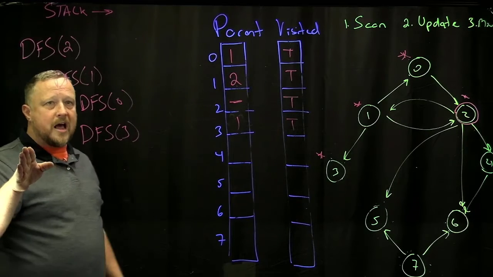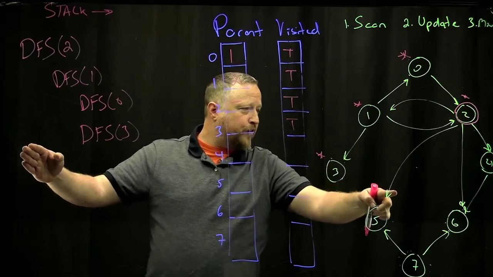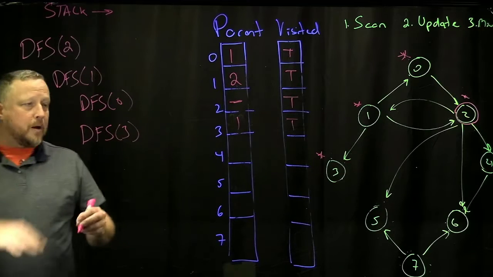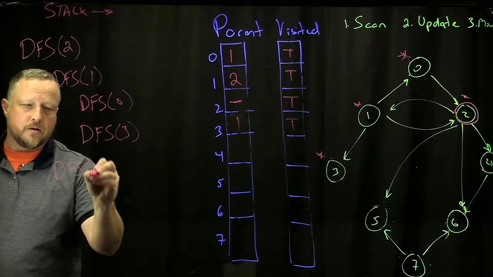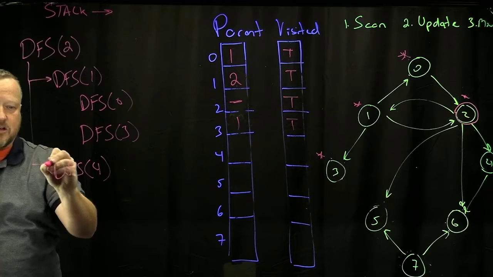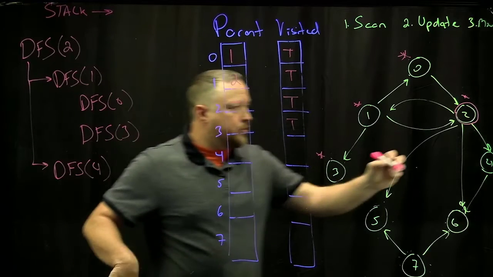What other options do I have? I've already done 1. Now I have 5, 4, or 6. Looks like 5, 4, or 6. But I'm going to do the lowest one. So that is going to be DFS of 4. So notice, again, I'm drawing these lines in so you can know what's called which. Okay. DFS of 4 is right here.